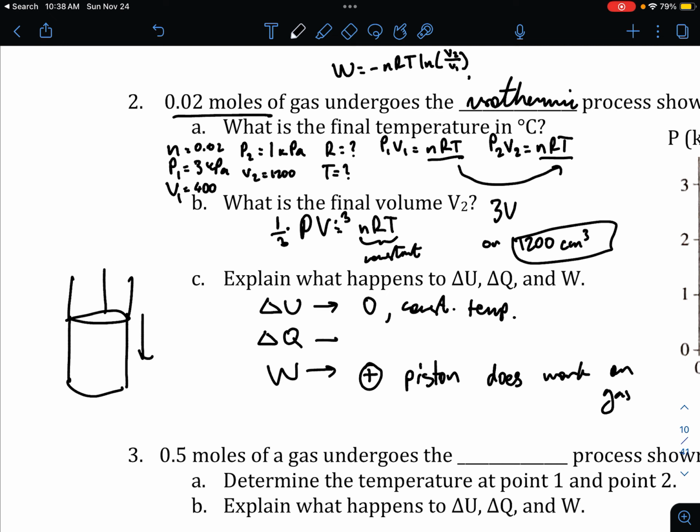And then you're changing Q. If you think about U equals Q plus W, if your work was positive, then your Q must be negative. Heat must have gotten taken away. And I think conceptually that makes sense, right? If your piston's doing work, trying to add to the internal energy, heat must be taken away in order to keep the temperature constant. So change in Q is negative, because work is positive.